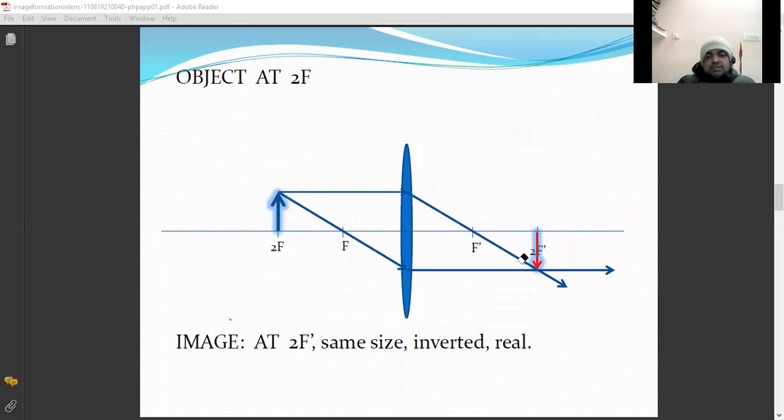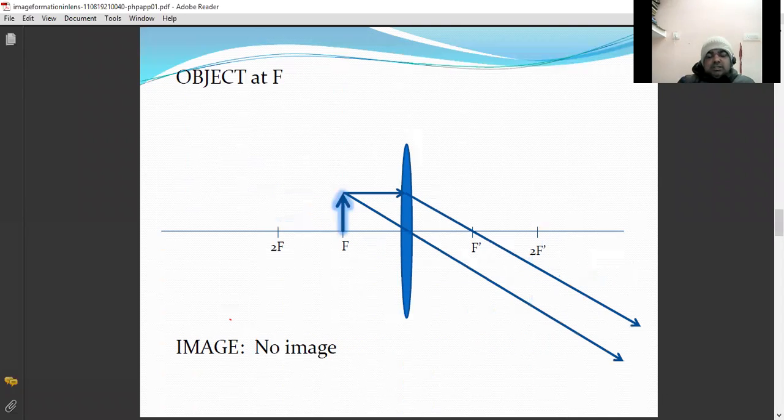Let us see the next condition. We are bringing the object close to the convex lens. In this condition, we are keeping the object exactly at F. F means focus. So our object is kept at focus. This is our object. Now what will happen? We'll take two rays from here. One passing through the optical center. The second ray we take parallel to the principal axis. It will pass through the focus.